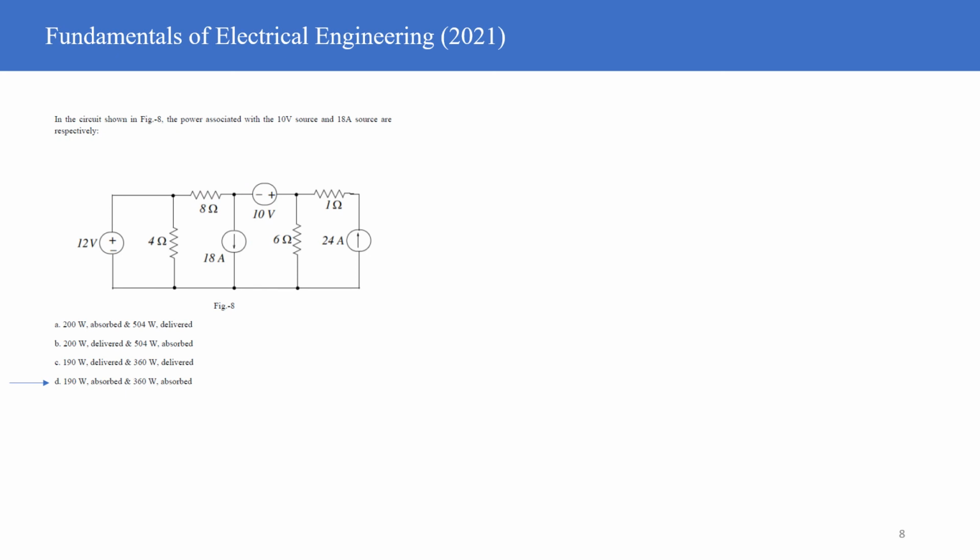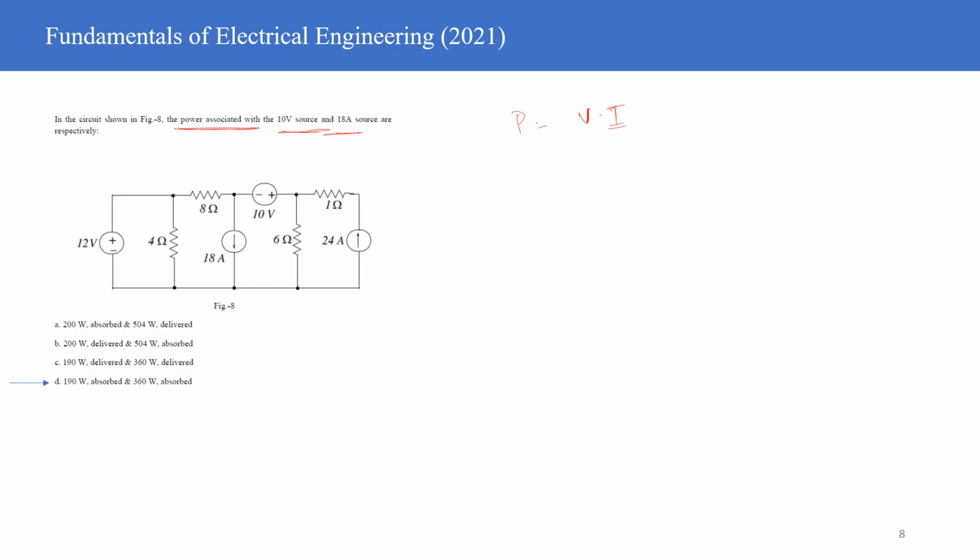So in this circuit, it asks you to figure out the power associated with the 10 volt source and 18 ampere source. Okay. So this is again the same thing. You have to figure out the power with 10 volt and 18 ampere. So power is nothing but voltage into current. This I know.